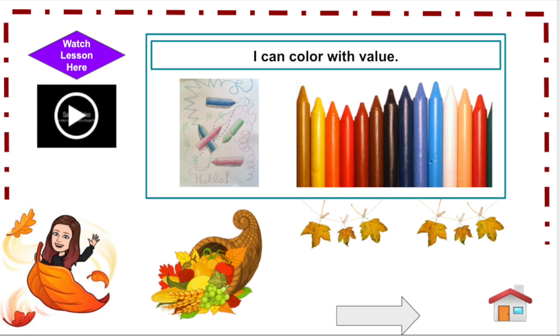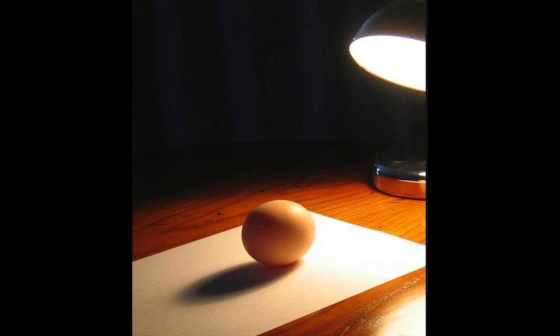I can color with value. Value deals with the lightness or darkness of a color. And since we see objects and understand objects because of how dark or light they are, value is incredibly important to art. Value is the key to the illusion of light. This is why value is so incredibly important to drawing and painting.